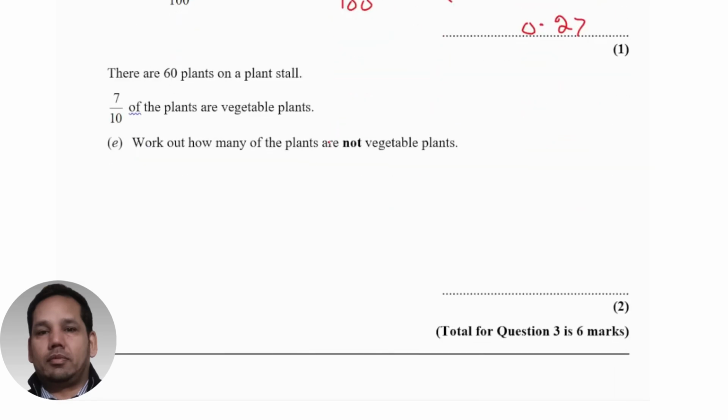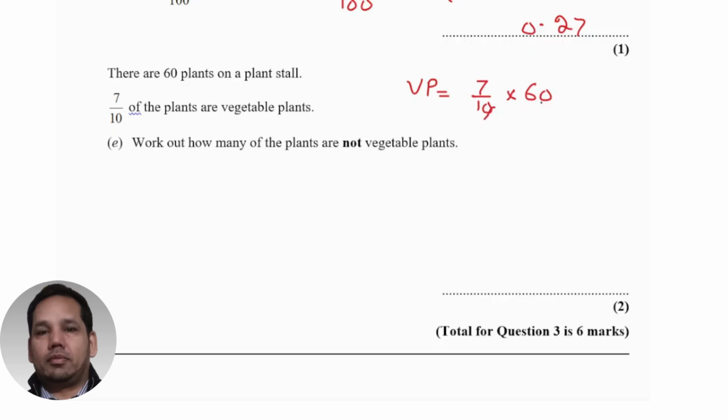So this is a 2-mark question. The question says there are 60 plants on a plant stroll. 7 out of 10 of the plants are vegetable plants. Work out how many of the plants are not vegetable plants. Let's work out first how many of them are vegetable plants. So there are 7 out of 10 times by 60. They are vegetable plants, right?